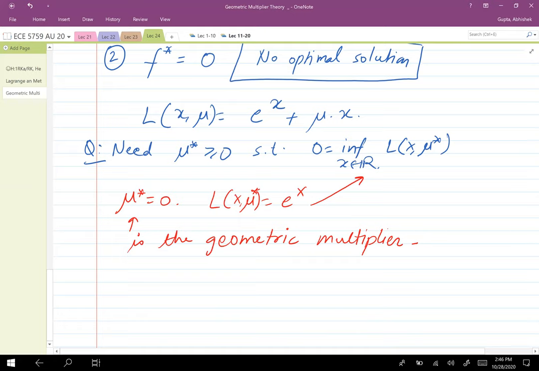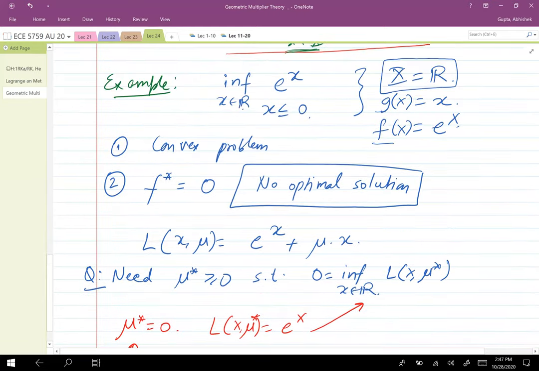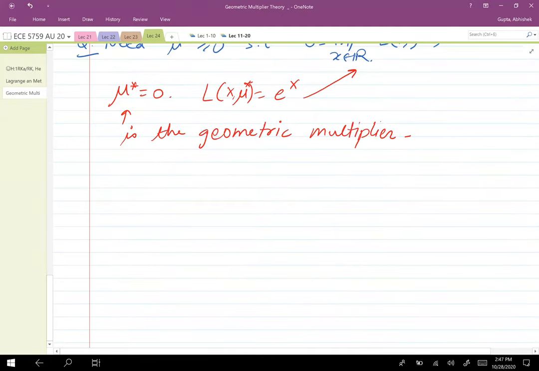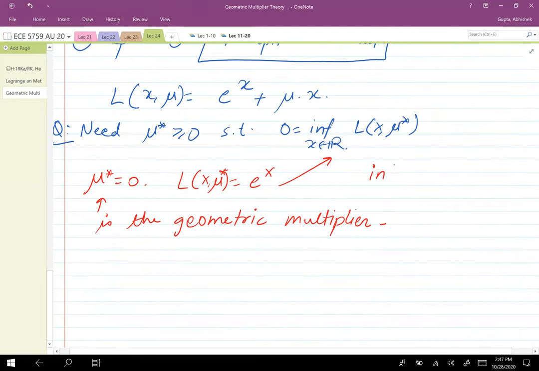Why is the, is it pronounced infimum? Right. Because in this case, we are not going to assume that an optimal solution exists in all the problems that we may potentially solve using duality. Okay. Why is the infimum of the Lagrangian with mu star equal to zero? Oh, yeah, of course. So what is the infimum of e raised to x, x in R? I thought we said that was negative infinity. No.